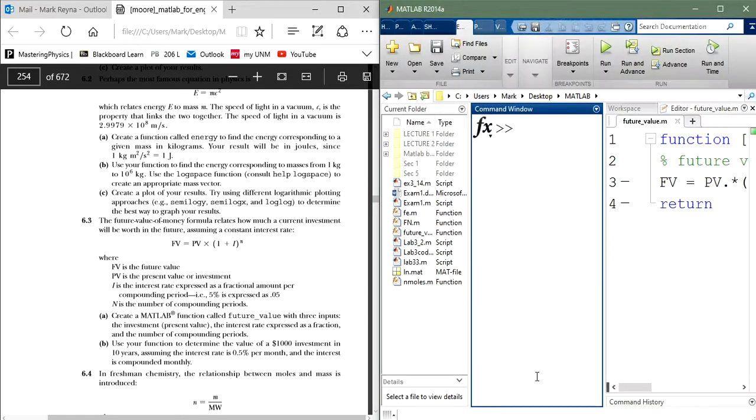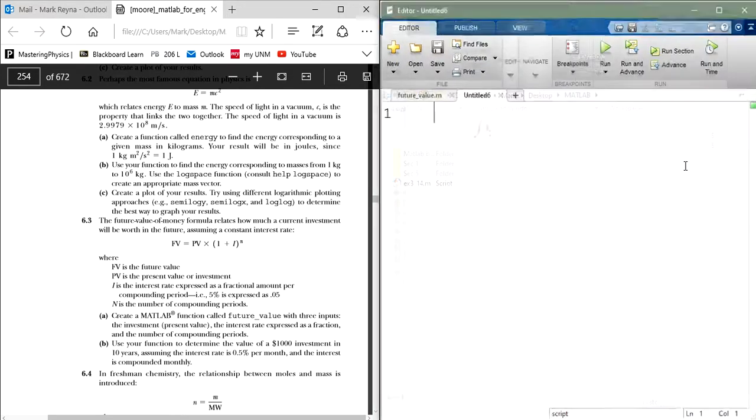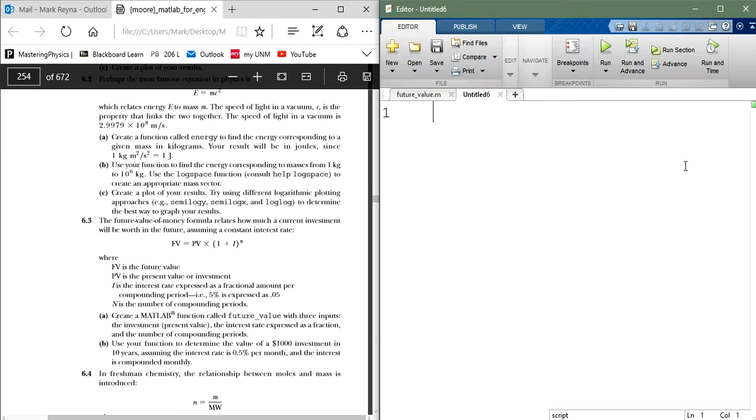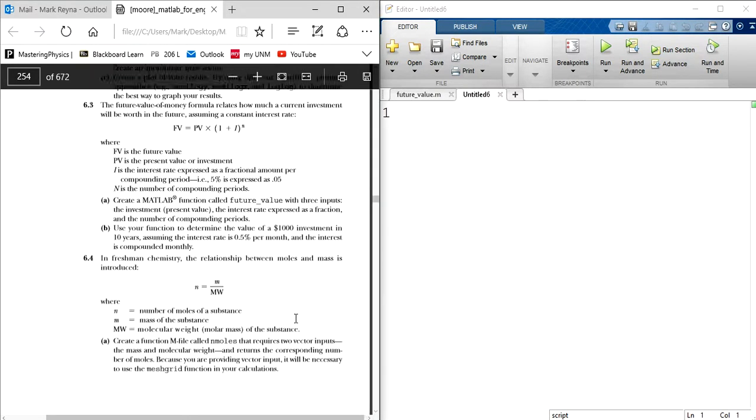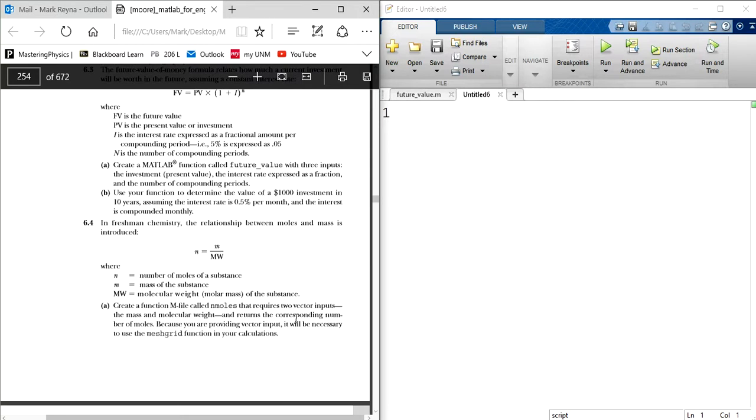So I'm gonna dock this and open up another editor and undock that and get started. In freshman chemistry, the relationship between moles and mass is introduced. Oh, I did not study up on this. N is equal to m divided by mw. That's true. The mass of the substance divided by the molecular weight, or the molar mass of the substance, is the number of moles.